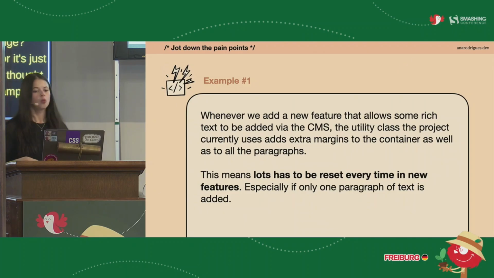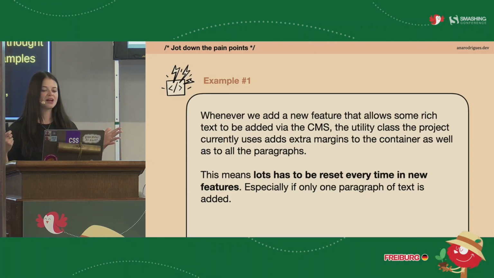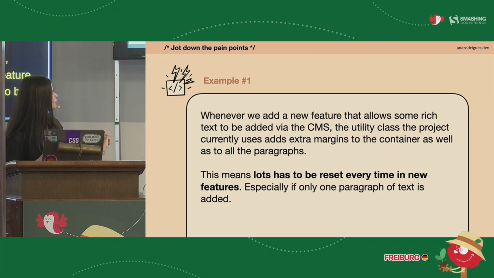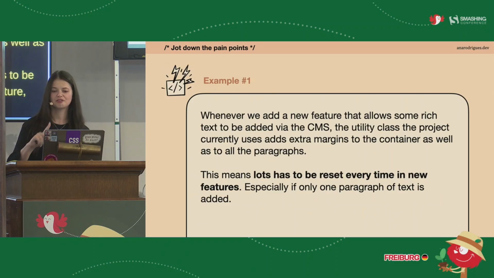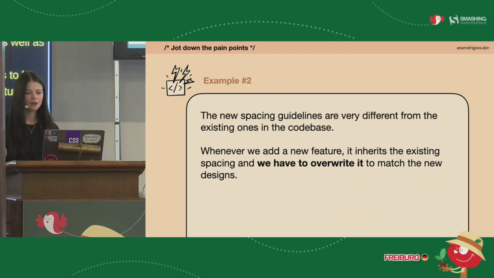Example 1. Whenever we add a new feature that allows some rich text to be added by a CMS, the utility class the project currently uses adds extra margins to the container as well as to all the paragraphs. This means that lots has to be reset every time a new feature, especially if only one paragraph of text is added. I feel like this is a very frequent issue that comes up a lot.